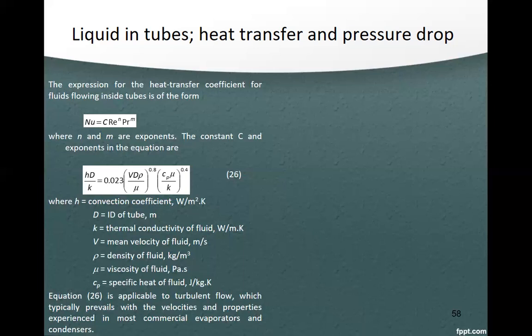Equation 26 is applicable to turbulent flow, which typically prevails with the velocities and properties experienced in most commercial evaporators and condensers. Kaya need to consider doon sa laminar. Kasi ito nga, mostly is turbulent na.